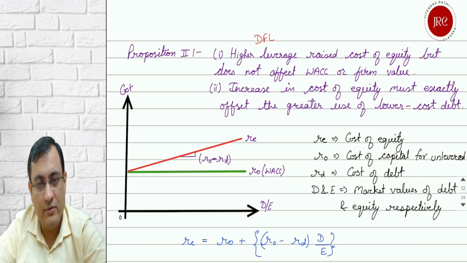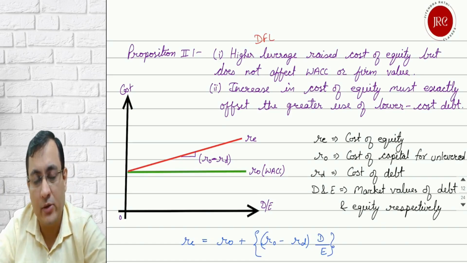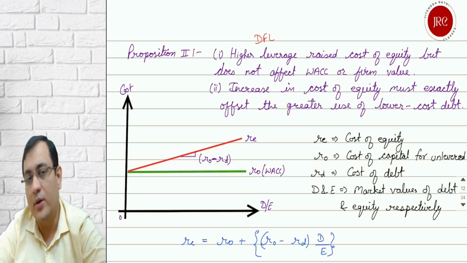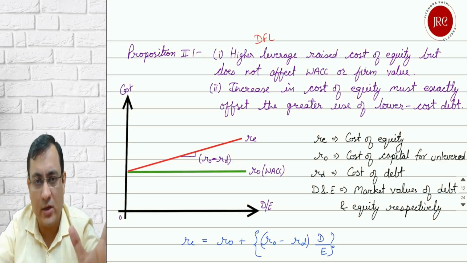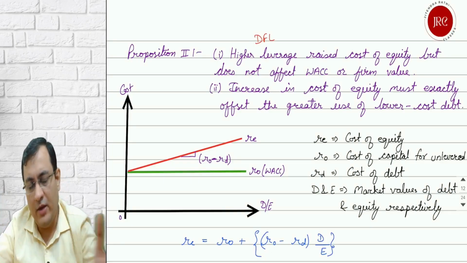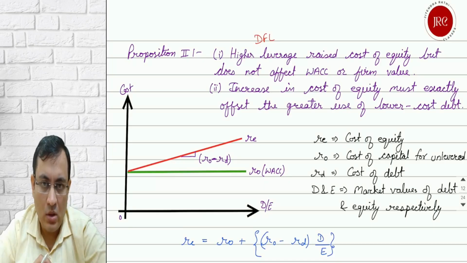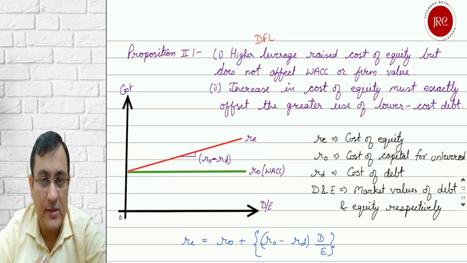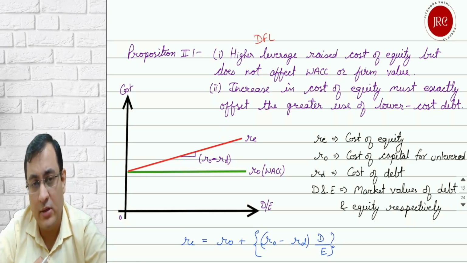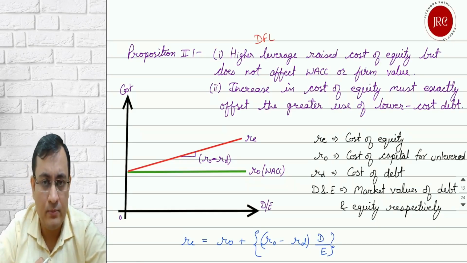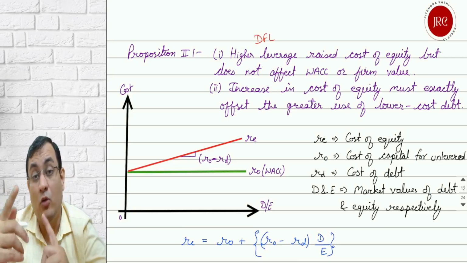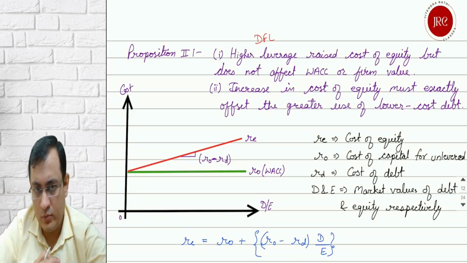DFL, the degree of financial leverage, is the change in EPS with respect to the change in your operating income. And why will this DFL increase? Because as you increase your interest commitment, your DFL will rise. And DFL shows the risk for the equity investor, the sensitivity of EPS with respect to the change in your operating income. How much your EPS will move, how much your equity holders' earnings will move.